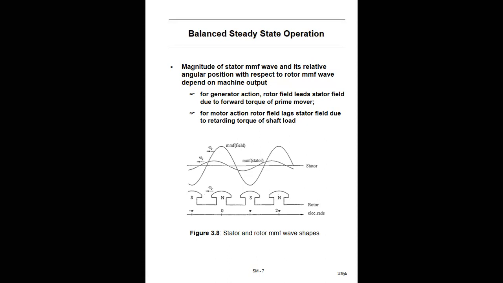Once again, I'll repeat. Magnitude of stator MMF wave and its relative angular position with respect to rotor MMF wave depends on the machine output. For generator action, rotor field leads stator field due to forward torque of prime mover. In case of motor, rotor field lags stator field due to retarding torque of shaft load. It has been expressed in figure 3.8, where we can see stator and rotor MMF waves and their shapes.